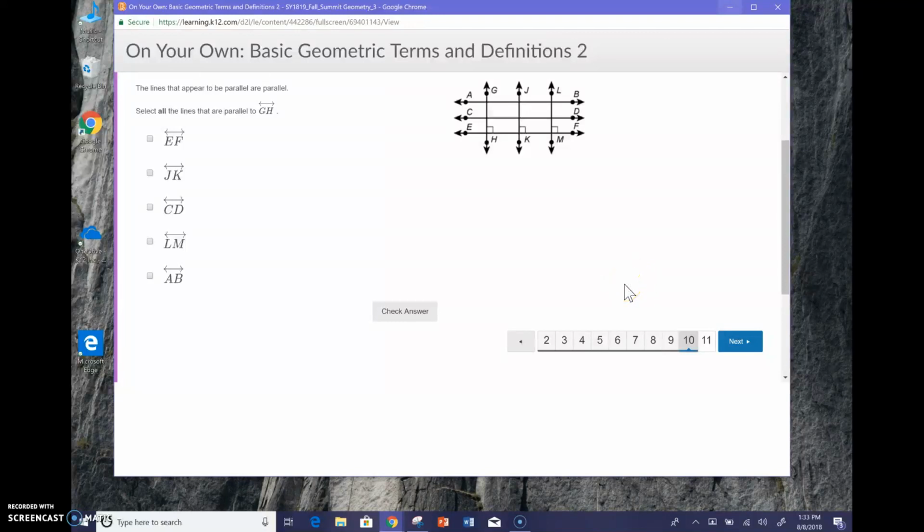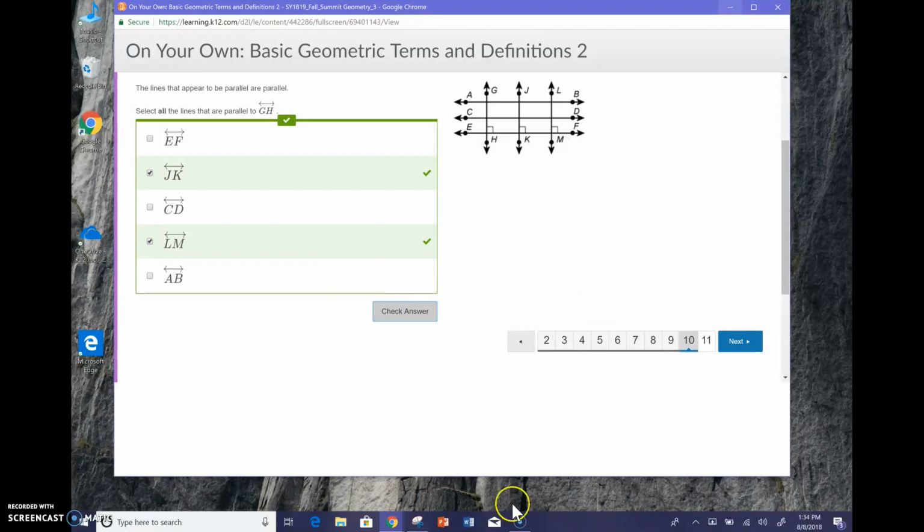All right. Lines that appear to be parallel are parallel. Select all the lines that are parallel to GH. So GH runs vertically. So we want vertically running lines. Okay. So EF runs horizontally, so that's not it. JK is vertical, so it is parallel. CD is horizontal, not parallel. LM, vertical, yes, parallel. AB, horizontal, not parallel. Let's make sure. Great job.